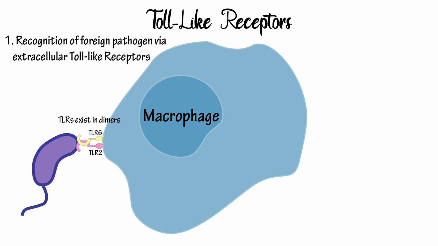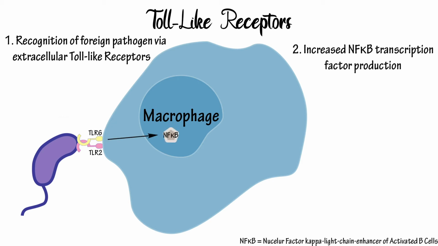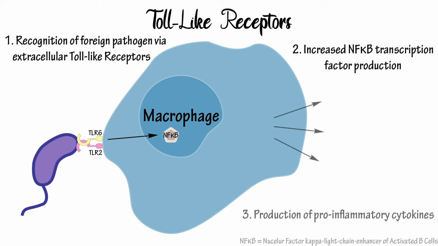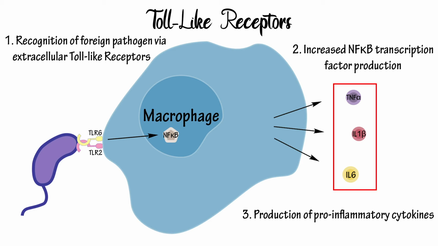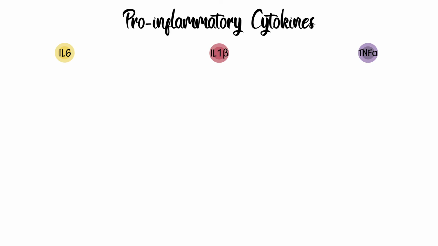The transcription factor NF-kappa B increases production of the major pro-inflammatory cytokines. These are interleukin 6, interleukin 1 beta, and tumor necrosis factor alpha. These are extremely important to remember. Here's why. These three are the main cytokines that allow more infiltration of immune cells into the tissue to eliminate the pathogen. They do this by causing inflammation, hence they are pro-inflammatory.